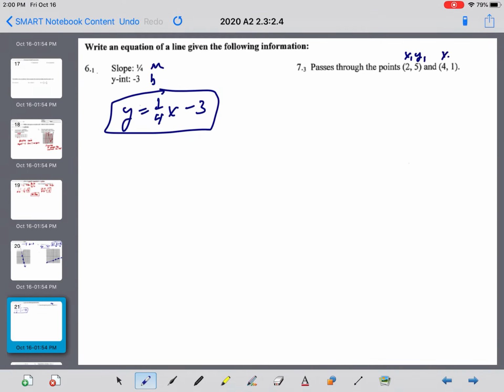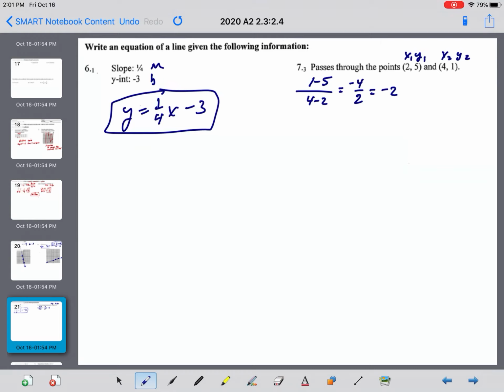Get our slope first. So we're going to do 1 minus 5 and 4 minus 2. Subtract your y's, subtract your x's. 1 minus 5 is negative 4. 4 minus 2 is 2. So the slope here is negative 2. So now we have to manufacture the intercept.